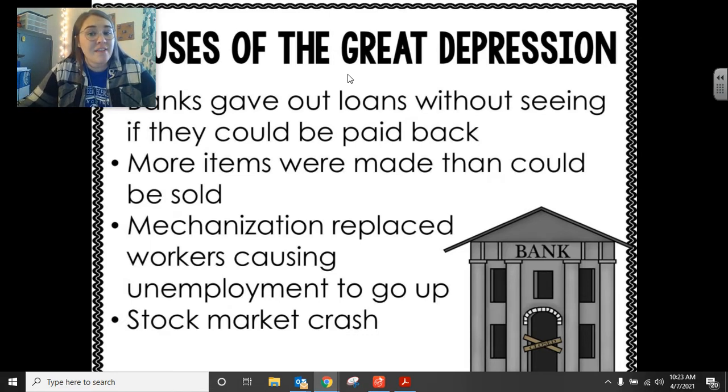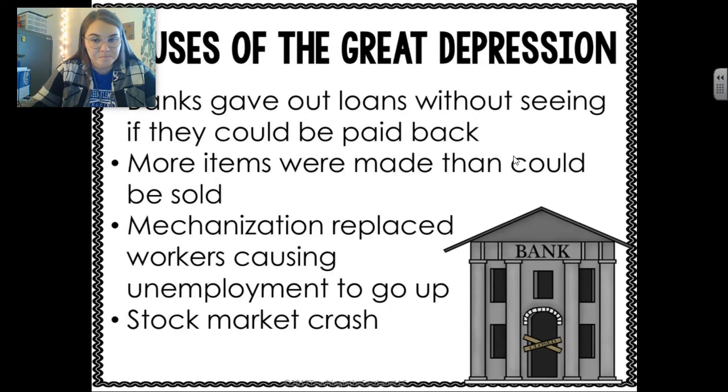But they gave out these loans without seeing if the people could actually pay it back. Nowadays, people get their history checked to see if they can actually pay back the loans, and banks did not do that. More items were being made than could be sold, which is a waste of money. And mechanization replaced workers, causing unemployment to go up. So they made robots take over a little bit more than the people. So unemployment started to go up, and the stock market crashed.